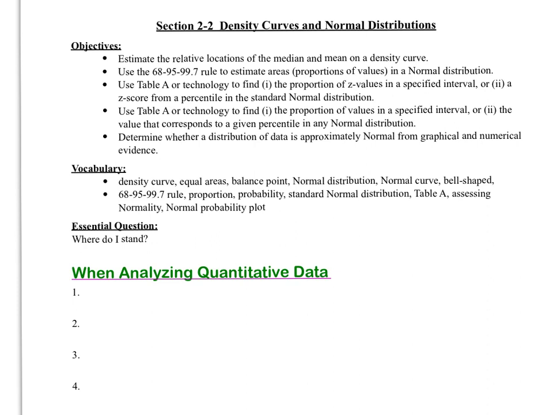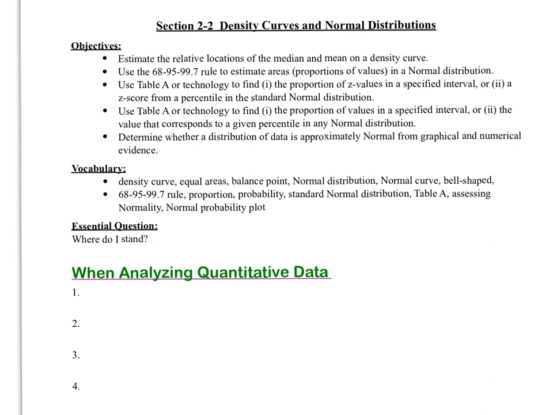Our vocabulary includes density curve, equal areas, balance point, normal distribution, normal curve, bell-shaped, 68, 95, 99.7 rule, proportion, probability, standard normal distribution, Table A, assessing normality, and normal probability plot.